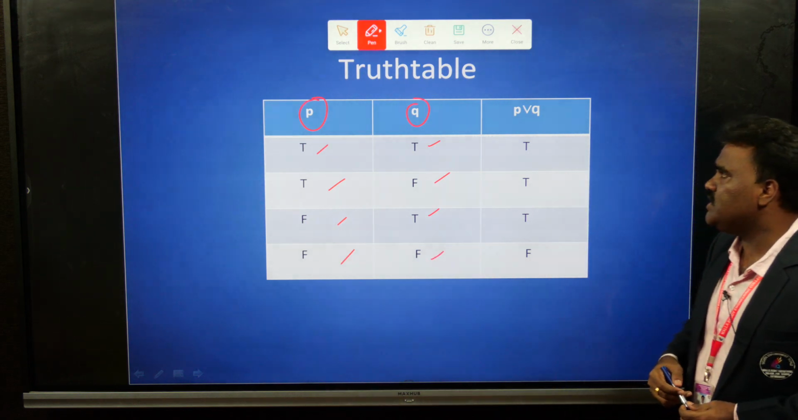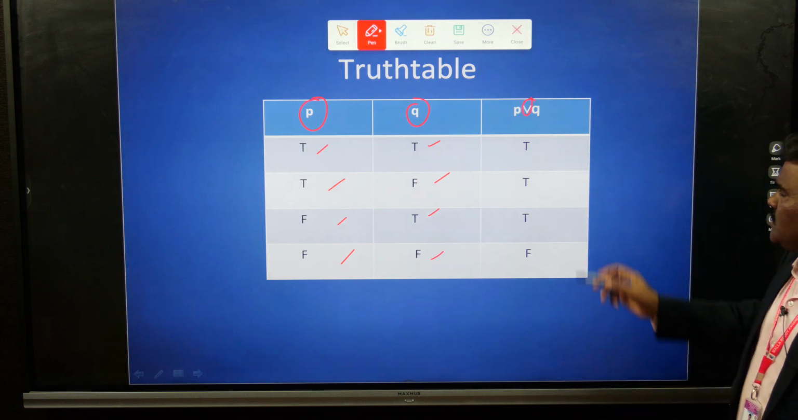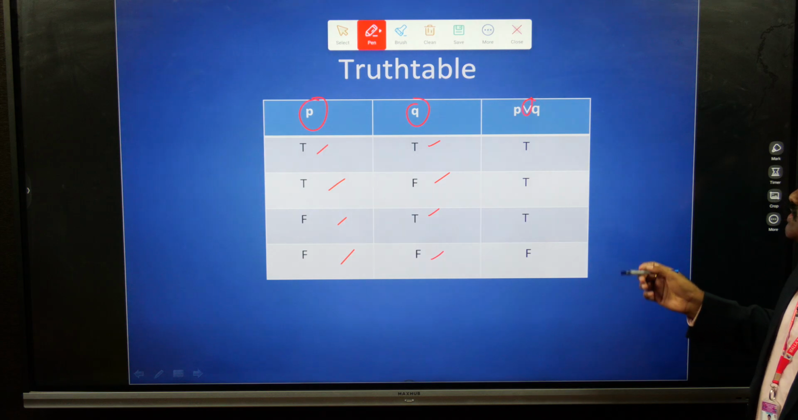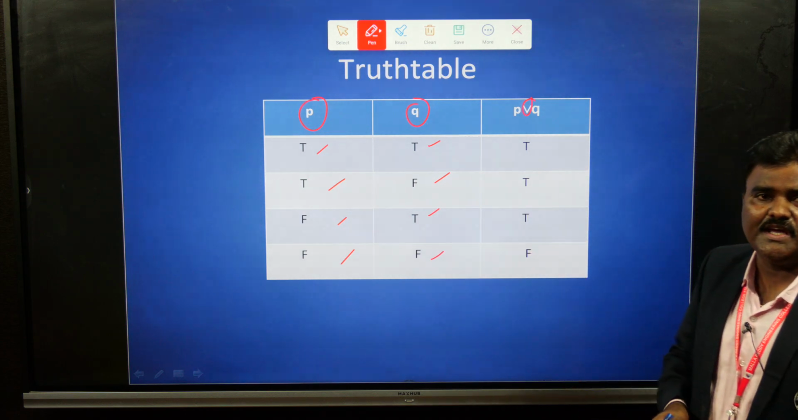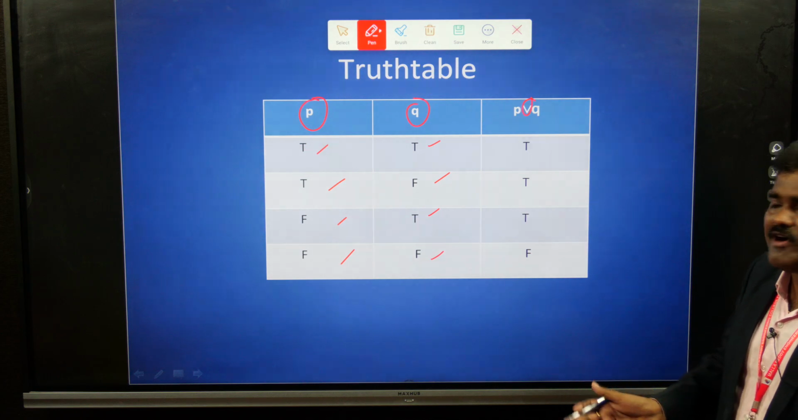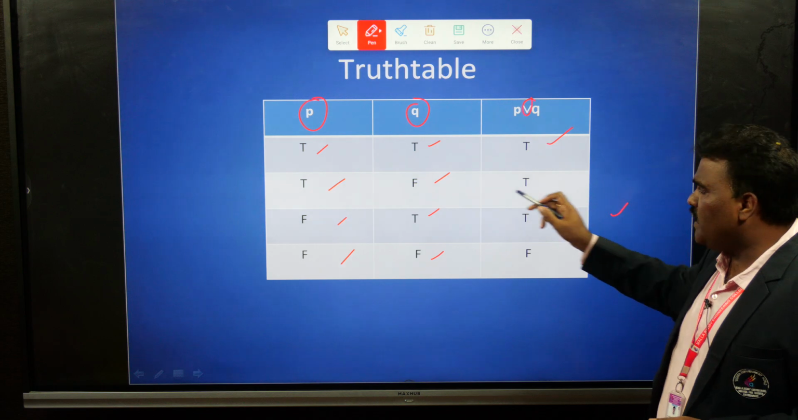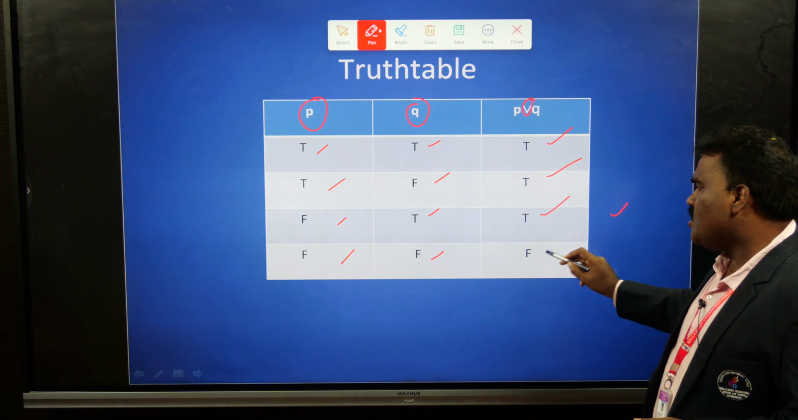Now here I am applying the OR operator, P OR Q. What does the OR operator do? If any one of the statements is true, the result will be true. In all remaining cases, the result would be false. So here both statements are true, so it will provide true. True, false, obviously true. False, true, true. False, false, false.